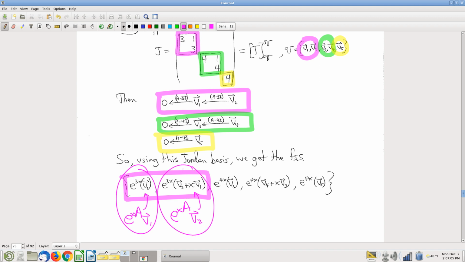Right? But then, when you switch over to V3 and V4, we have this different diagram, and therefore these evaluate differently. Right? So this is e to the xA V3, and this is e to the xA V4.